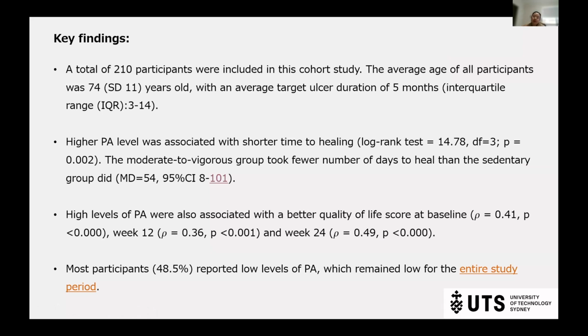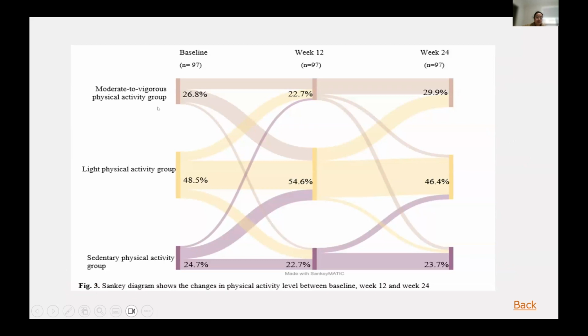We evaluated the physical activity level for all the participants during the study period, and we found that most participants, around 48.5%, reported a lower level of physical activity and remained lower during the entire study period. So that's what it looked like. As you can see, a large percentage of people fell into the light physical activity group, and they remained the highest percentage throughout the whole study period, at baseline, week 12, and week 24.